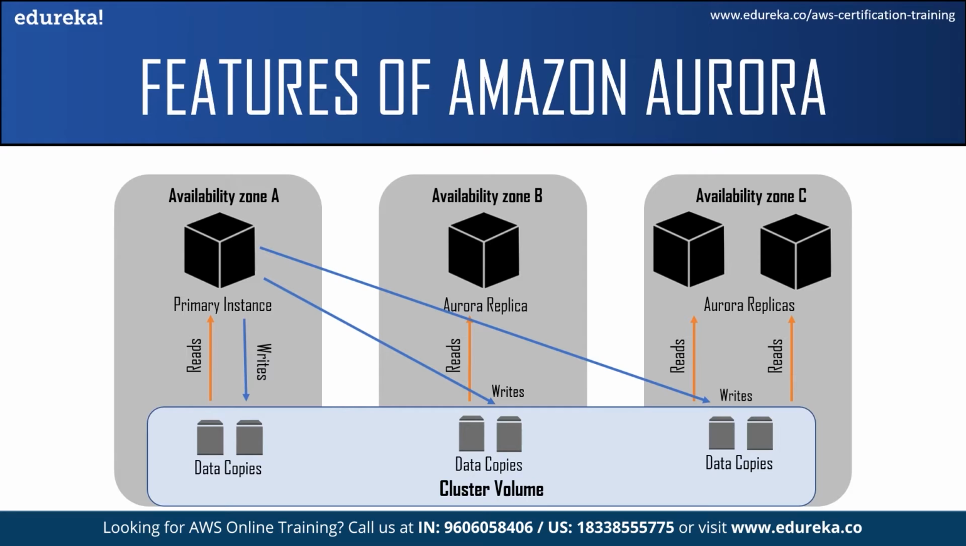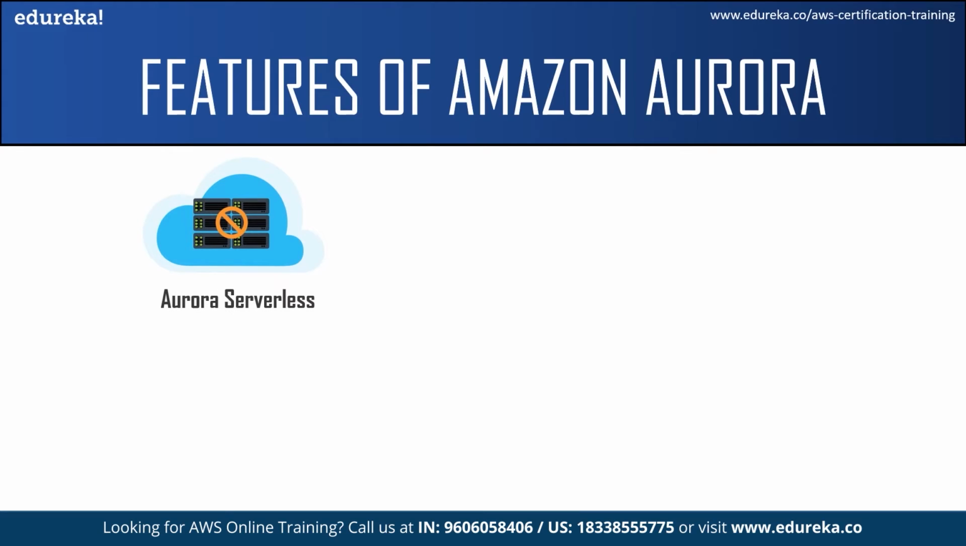Now this was only for single-master replication. You also have something called a multi-master cluster where all the DB instances have read-write capability. In this case, the distinction between the primary instance and the Aurora replica does not apply. Now, manually managing database capacity can take up a lot of time, and there is also a chance it leads to ineffective use of database resources. Amazon Aurora Serverless automatically starts up, shuts down, and scales capacity up and down based on your application's needs.